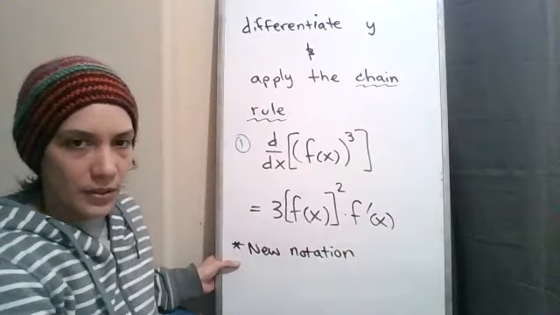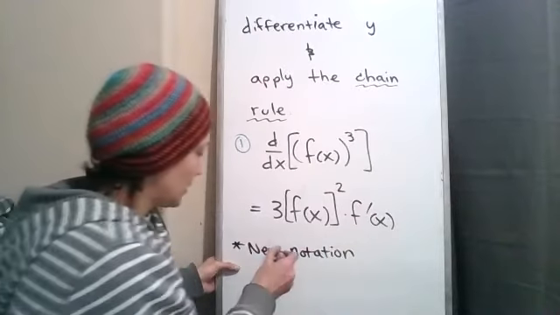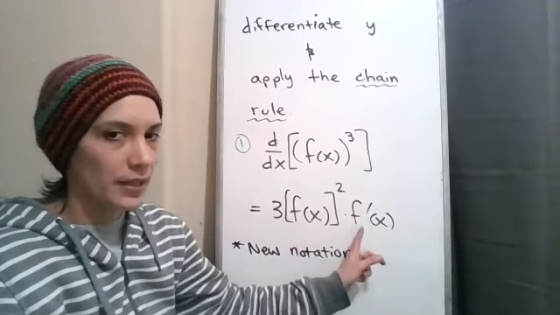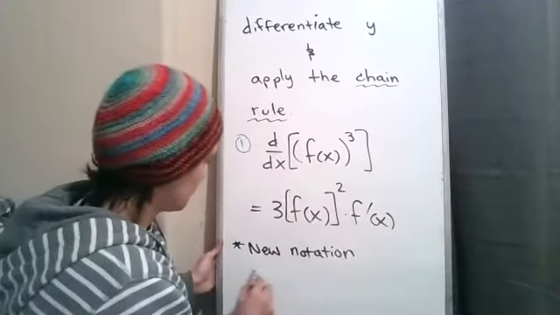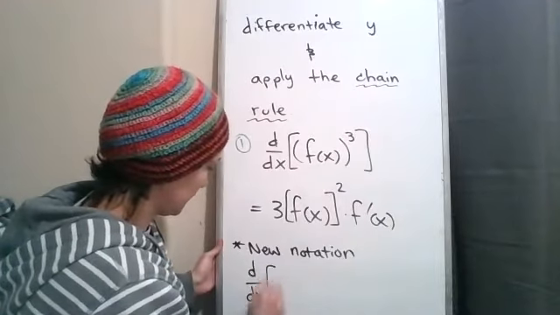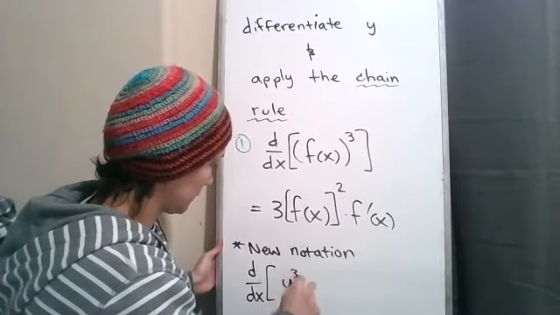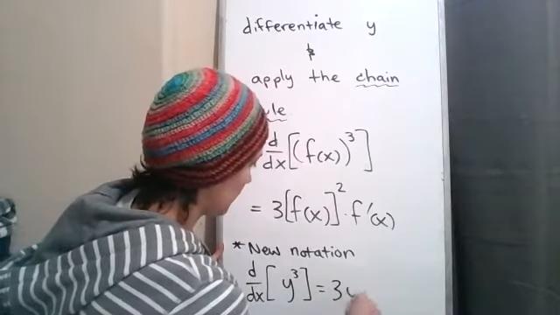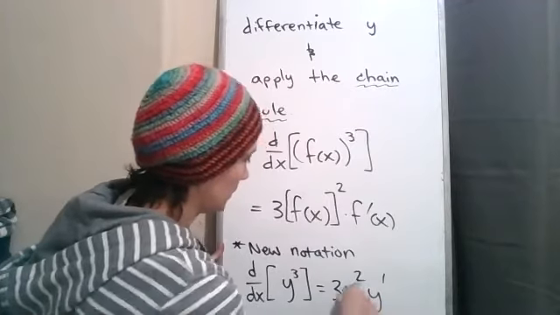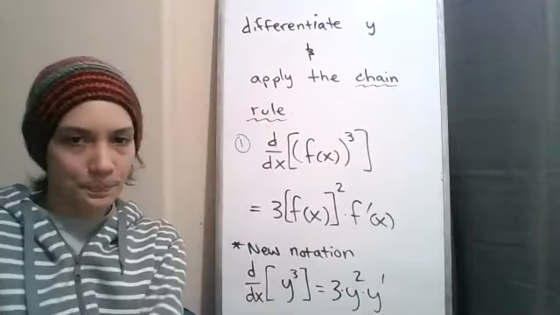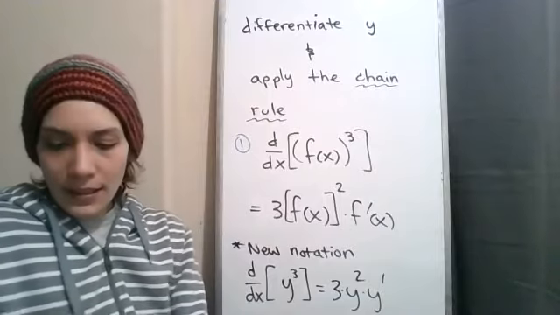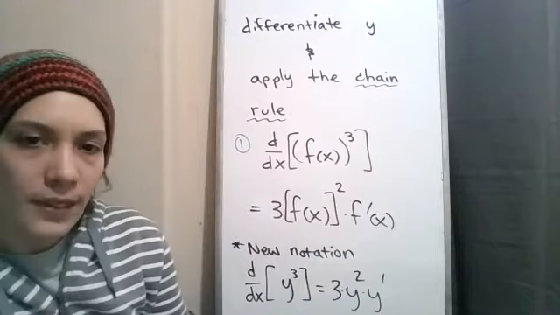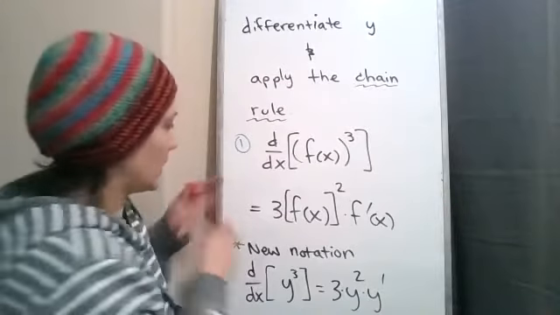It's not really new notation, but the notation we're going to stick with is to write this as that function y, and this would be y prime, equal to 3y squared. Okay. And again, don't forget, that's the chain rule right there.